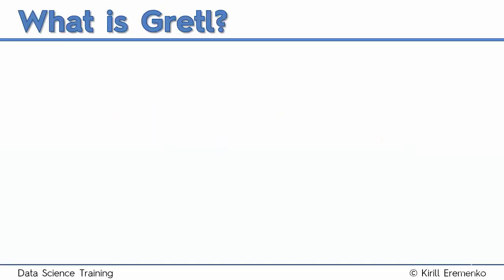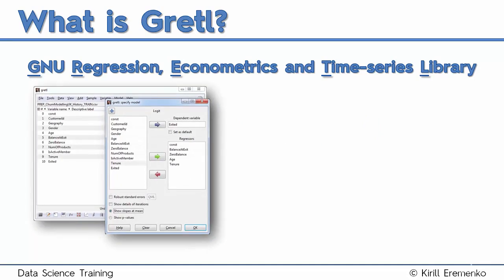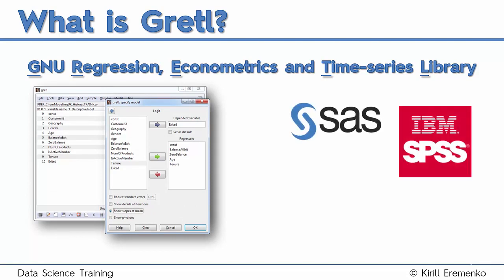What is Gretl? Gretl stands for GNU Regression, Econometrics and Time Series Library. This is a free software package for econometrics analysis, and this is what Gretl looks like on the inside. Those of you who have worked with SAS and SPSS before will notice that it's got a similar interface. And that is correct. All of these software packages for modeling resemble each other's interfaces, and conceptually they are very similar too. Once you learn one of them, it's much easier to grasp the rest.